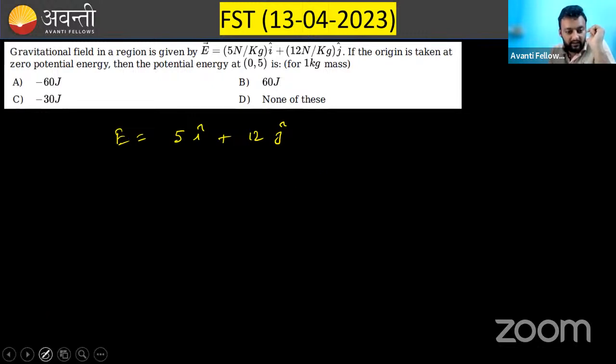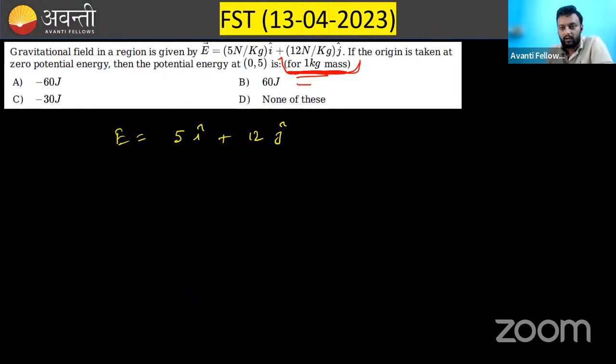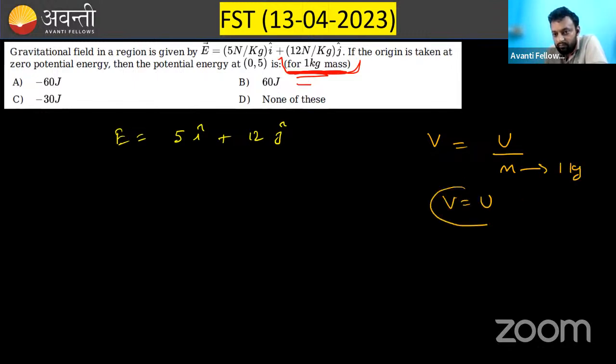Now, one thing that is given in bracket, which is very important, that is for 1 kg mass. They are asking the potential energy for 1 kg mass. Now, remember one thing. Whenever I say potential, then potential is what? Potential energy per unit mass. If mass is given as 1 kg, that means can you say that V is equals to U? V is equals to U.